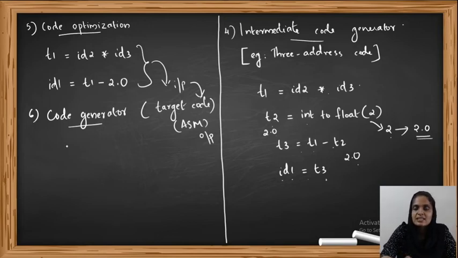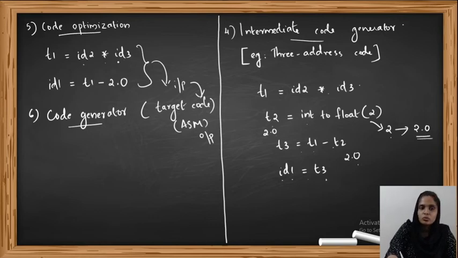And we know that assembly instructions use registers. The values that are stored in these temporary variables and identifiers, we will be loading into some registers, and the operations will be performed between the registers only. Finally, the result that we obtain will be stored back to the identifier or variable from the register. So what's our first statement? T1 is equal to ID2 star ID3. That means we are doing a multiplication operation over the variables ID2 and ID3.